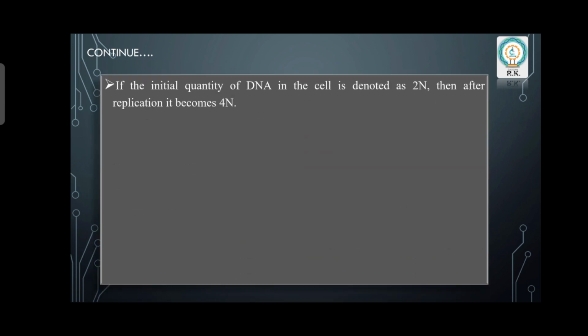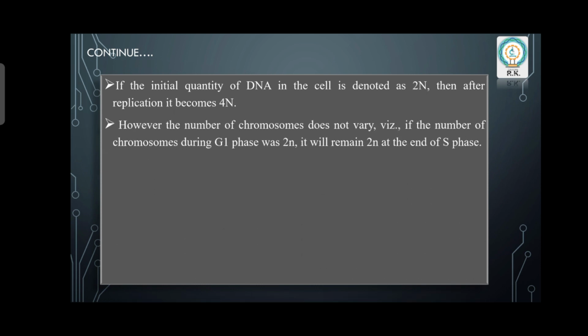If the initial quantity of DNA in the cell is denoted by 2n, then after replication it will become 4n. Of course, because we are talking about photocopy, it will become double, so it will become 4n. However, the number of chromosomes does not vary. If the number of chromosomes during G1 phase was 2n, it will remain 2n at the end of S phase.